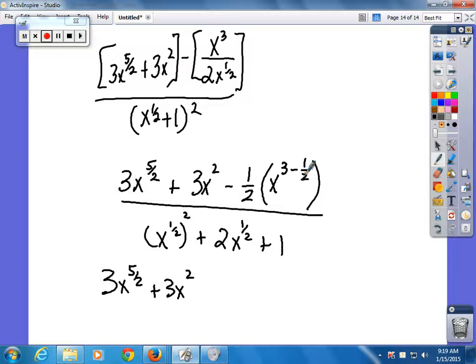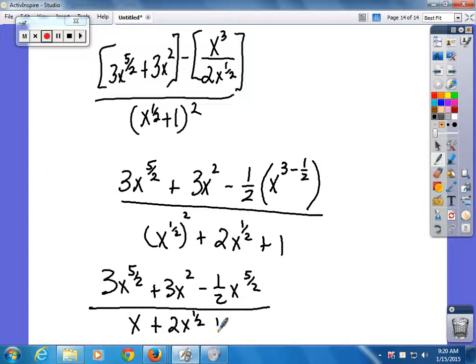And then this comes out to be, what's 3 minus 1/2? Well, 3 minus 1/2 is 2.5. The 2.5 doesn't help us because that gives us a decimal. We can't work with decimals. So we need to change it into what? 5 halves, right? Okay, 5 halves. So that's going to be minus 1/2 x to the 5 halves over x plus 2x to the 1/2 plus 1.